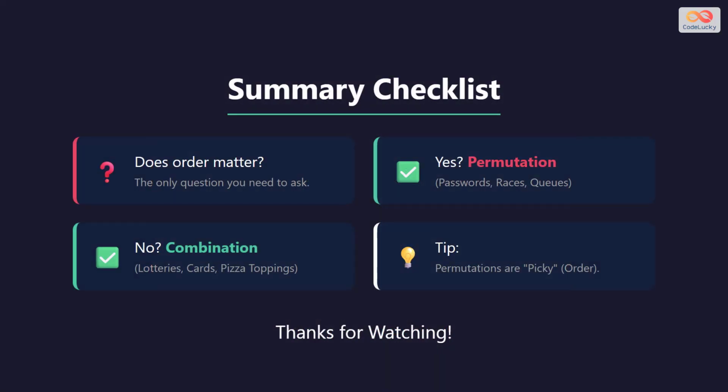To wrap up, always start your problem by checking if order matters. If yes, use permutations. Remember P for picky about order. If no, use combinations. Master this simple distinction and you will never mix them up again.